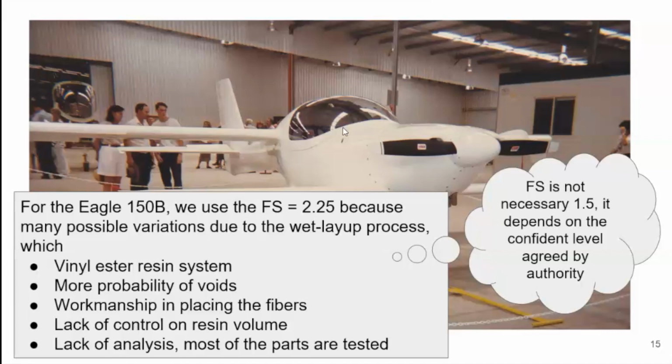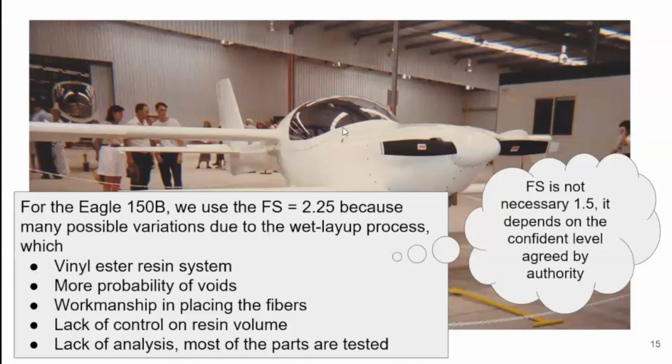For the composite, there are many more variations, so that's why, for the Eagle specifically, we put 2.25. Because first, the resin system. The Eagle resin system is not standard epoxy. We use vinyl ester, which does not have much information on it, not much history as well. And also we are doing wet layup. There is a probability of voids, even though you do the bagging. However, it's not as high quality as pre-preg.